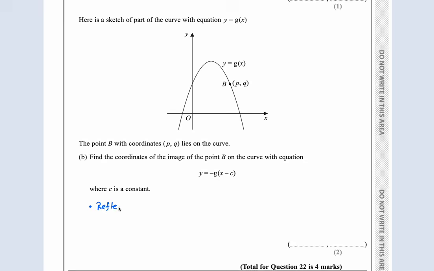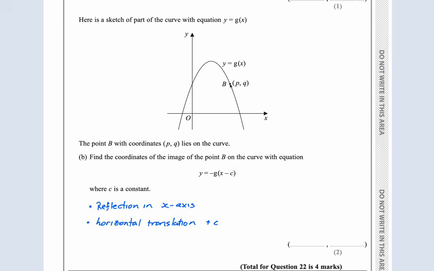Reflection in x-axis. And then this is a translation, a horizontal translation of plus c, because if that's minus c, then it's a plus c.